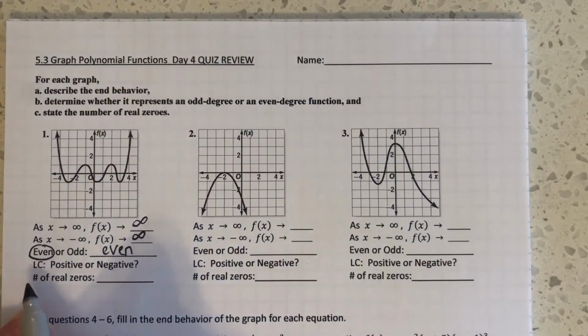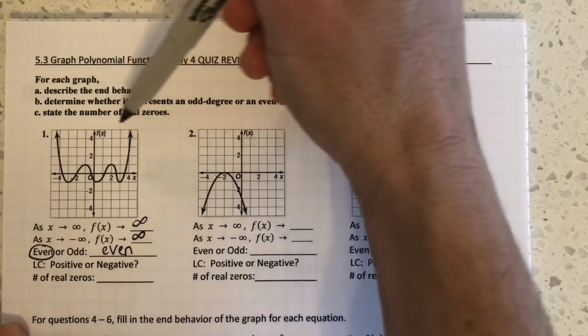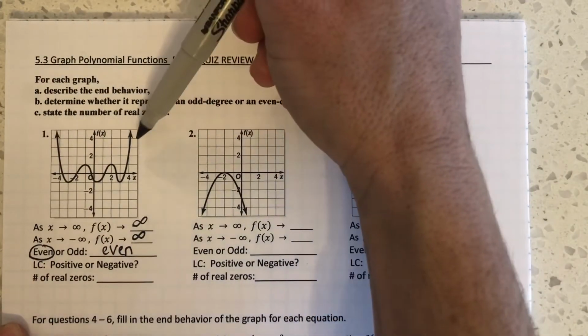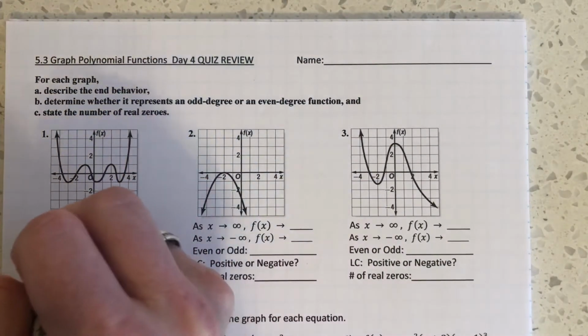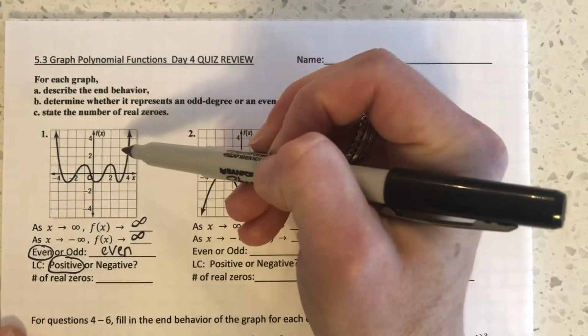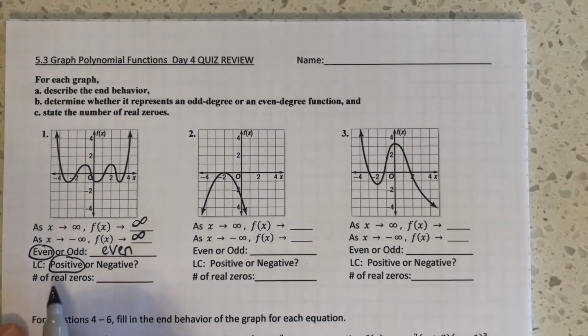Well, then they're asking you, is the leading coefficient, LC, positive or negative? Well, guys, if both ends ended up, would that have been a positive leading coefficient or a negative leading coefficient that did that? It would have been a positive leading coefficient, right? If it was a negative leading coefficient, they would have had to end both down. All right, and then it asks for the number of real zeros.